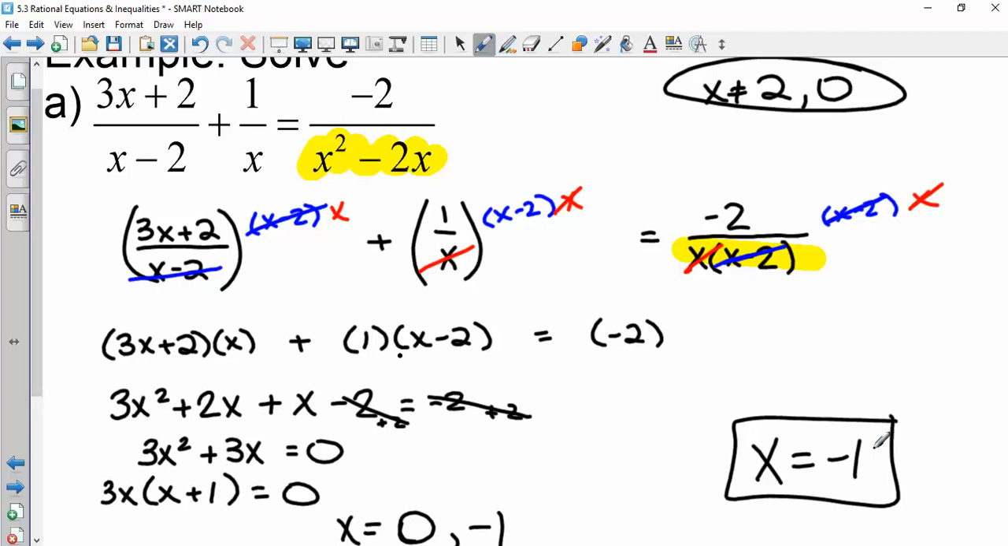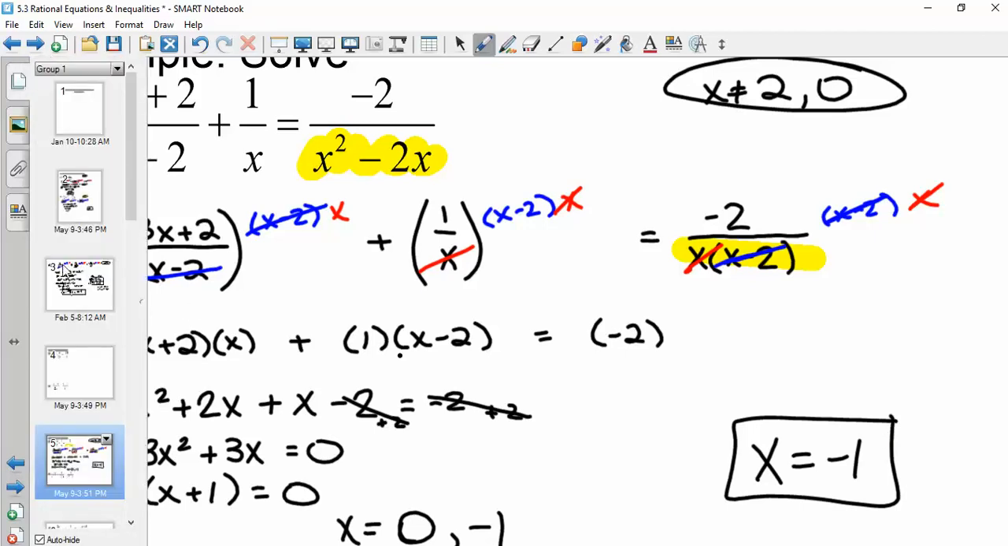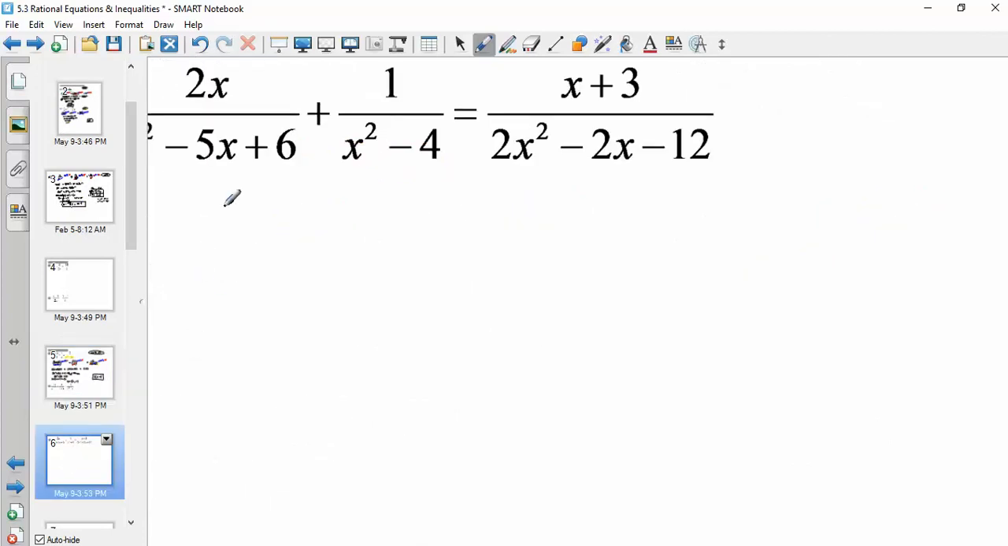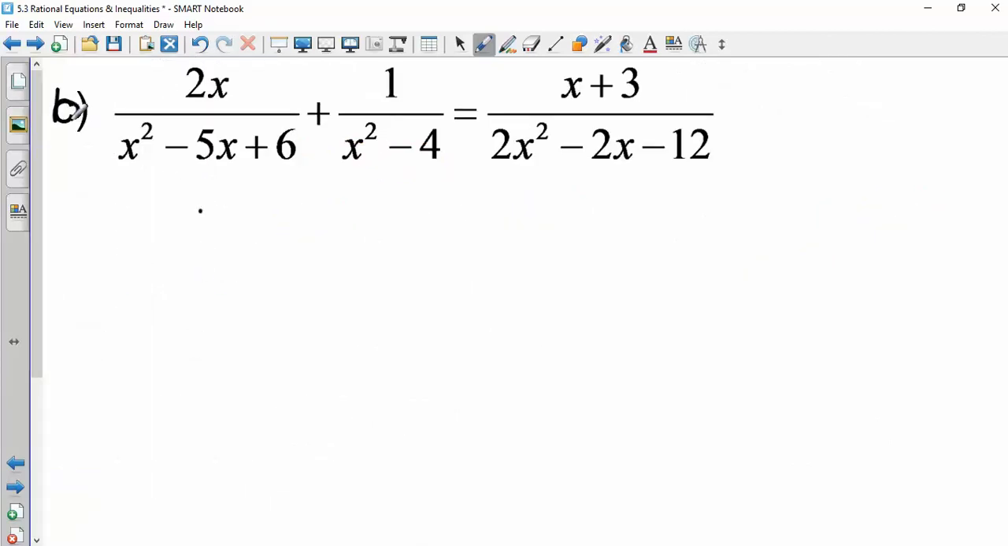So far so good. We want a more challenging one? Let's do, I'm probably only going to do one or two more. Let's do this.